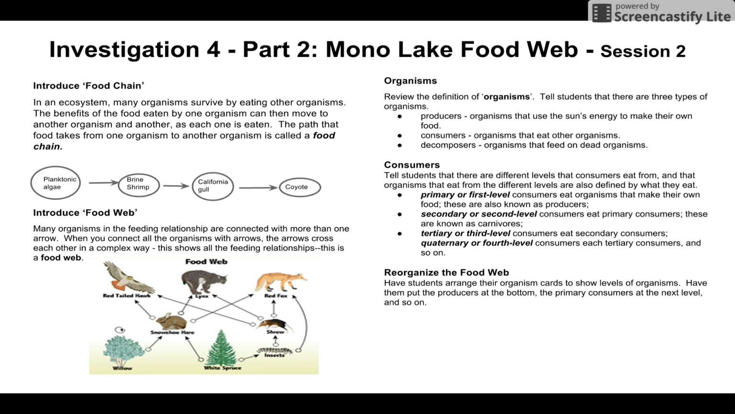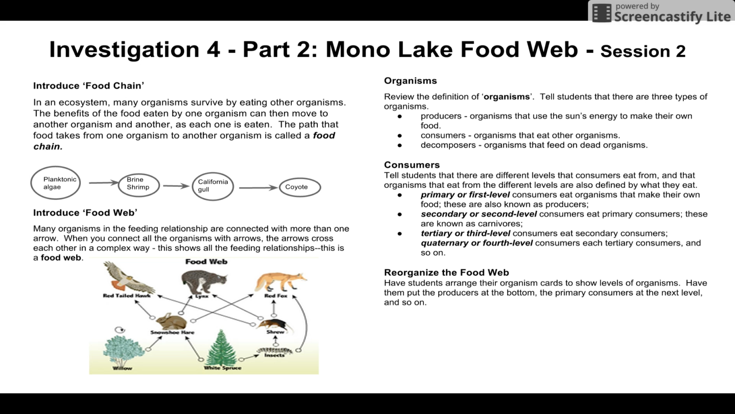Spend a little bit more time talking about consumers. Tell students that there are different levels that consumers eat from, and that the organisms that eat from the different levels are also defined by what they eat. We will talk more about that part of the consumer category in the next investigation. But in this investigation, we will talk to students about the levels that consumers eat from.